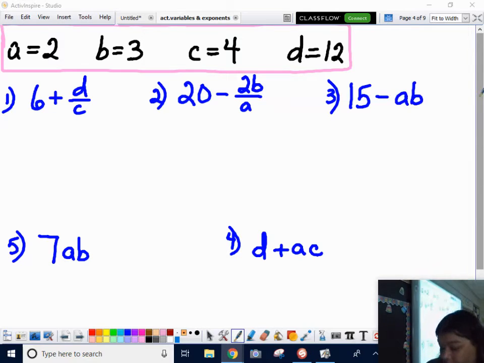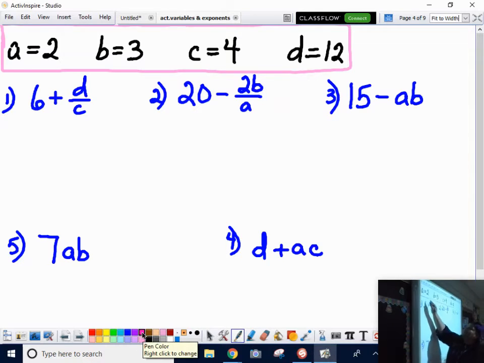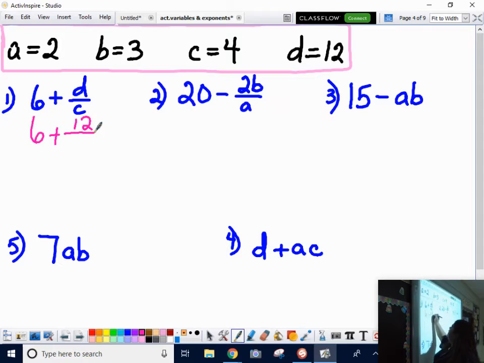All right, so I'm going to go ahead and do these with you, just to reiterate what we did. Here I'm telling you A is 2, B is 3, C is 4, and D is 12. Anytime I see a variable, I need to substitute in the number it's equal to. So in number 1, 6 plus D divided by C. I'm going to replace my variables. 6 is a number, so I'm fine. The variable D is 12, so this is 12 divided by C, and C is 4.